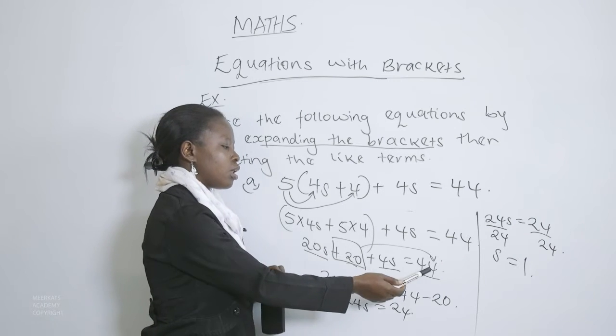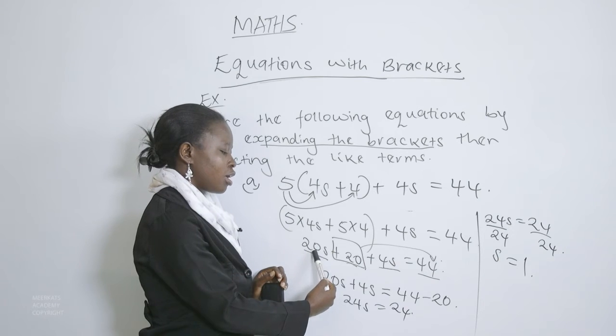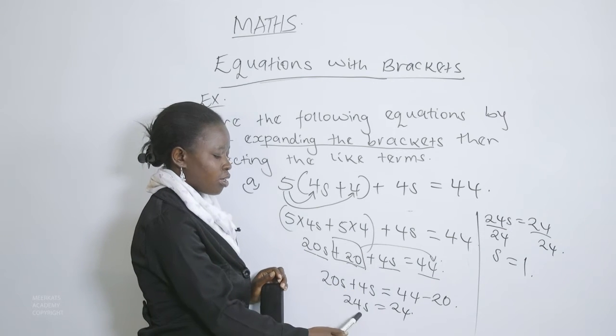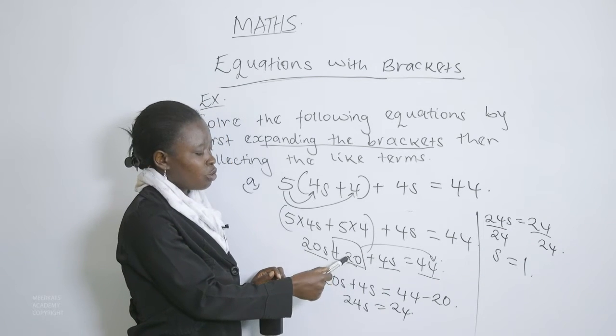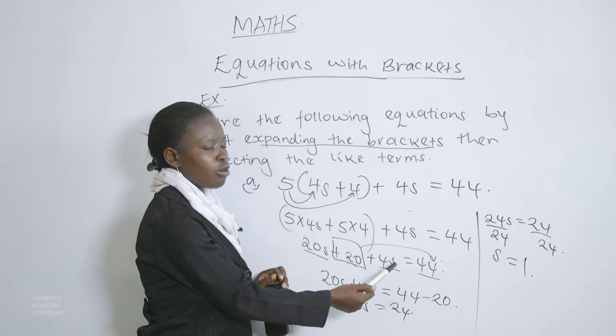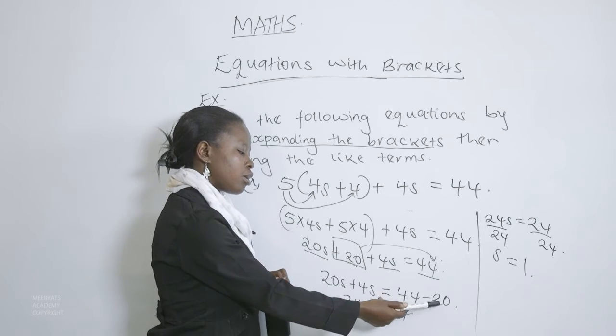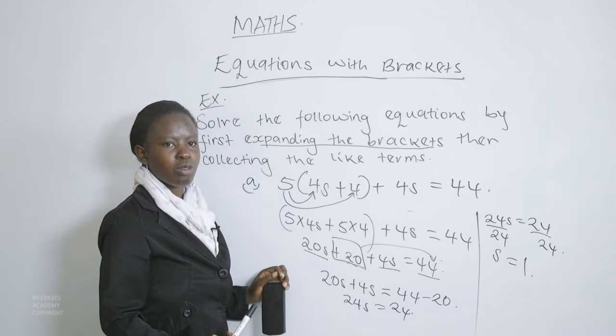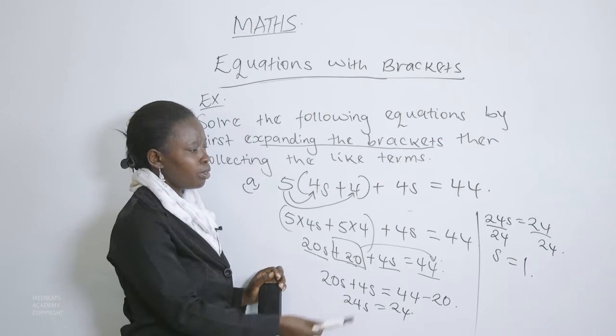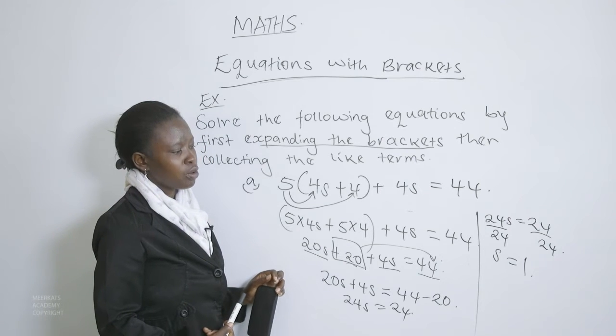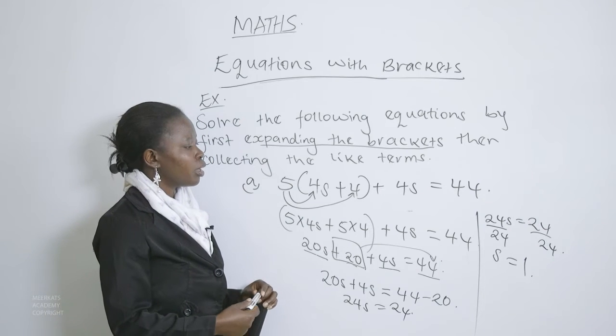So we are collecting the like terms, so that 20s plus 4s gives us 24s. When 20 crosses to the other side of the equal sign, it becomes a negative, so that we have 44 minus 20 to get 24. So the value of s in this given equation is simply 1.